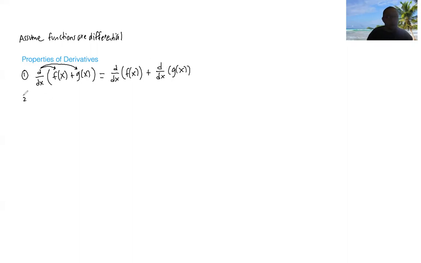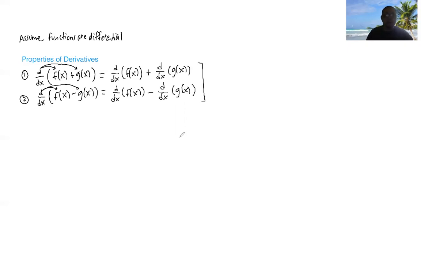The same thing can be done if you simply turn that positive into a negative. So the derivative with respect to x of some expression f of x minus g of x. Same thing, you distribute the derivative into each term. So now you have the derivative with respect to x of f of x minus the derivative with respect to x of g of x. These two are basically the same. All you do is flip and flop the plus and minus. Here's where it gets interesting.